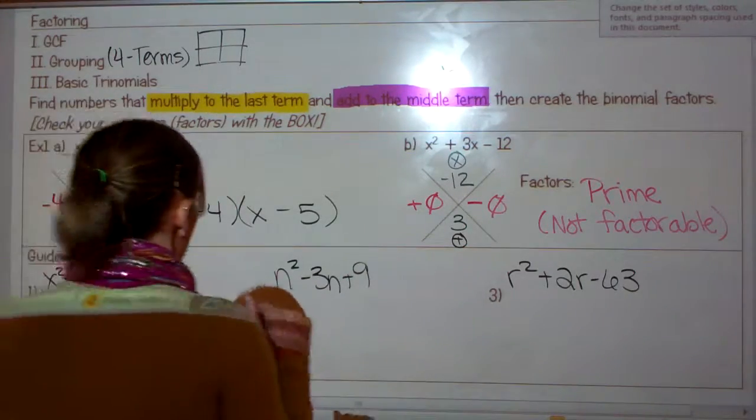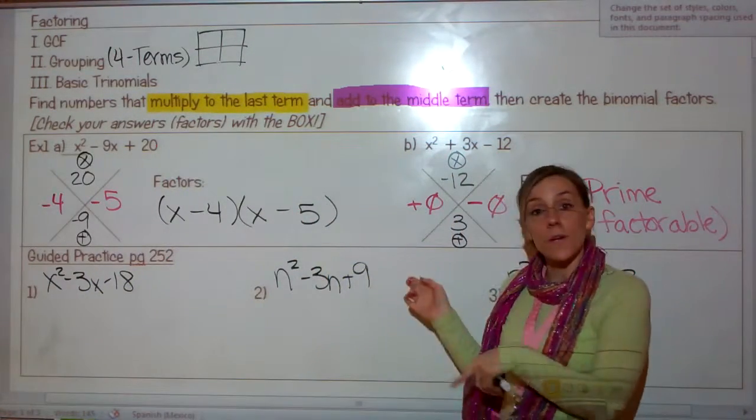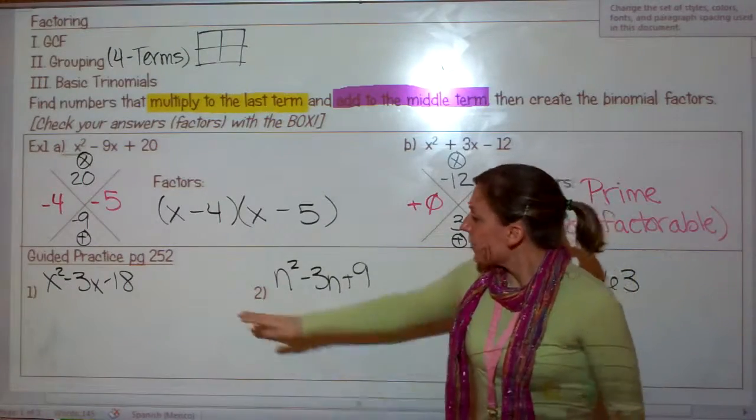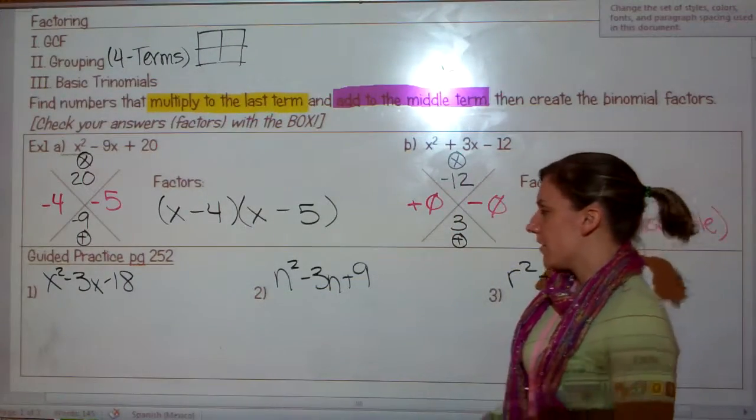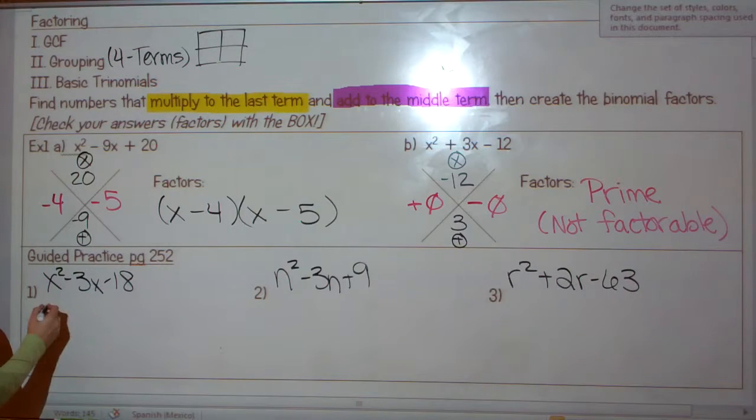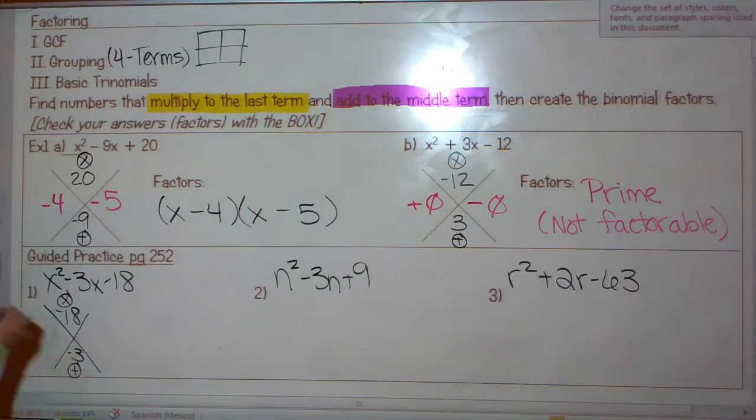All right, let me get these three up really quick so you can check yourself. I wrote them a little bit above the number just so I know I have enough room. So I make my x, that just helps me organize. I want to multiply to the last number, so that's negative 18, and I want to add to the middle number, so that's negative 3.